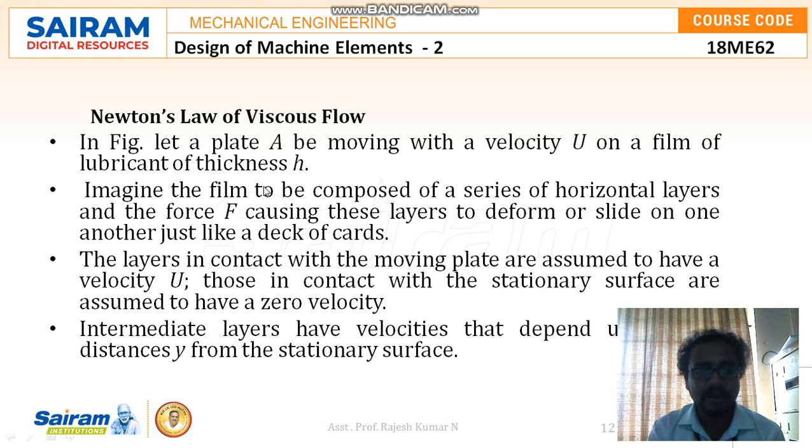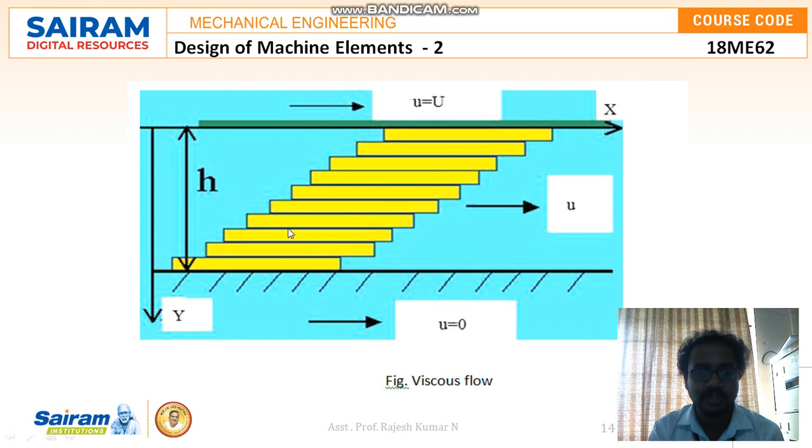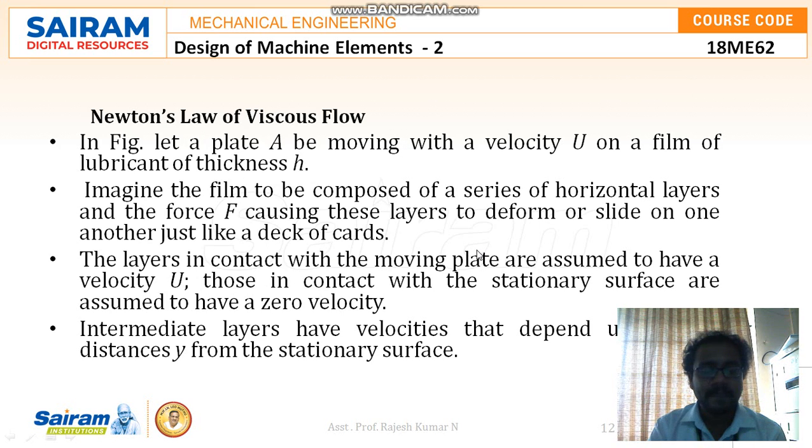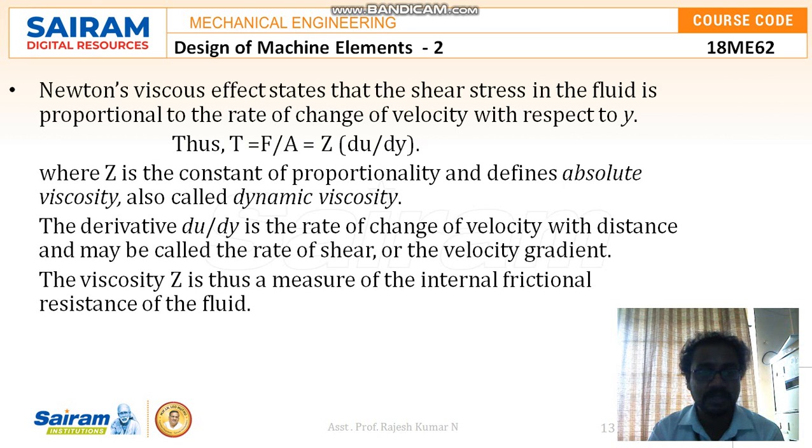Imagine the film to be composed of a series of horizontal layers, and the force F causes these layers to deform or slide on one another just like a deck of cards. You can see that. The layers in contact with the moving plate are assumed to have a velocity u, those in contact with the stationary surface are assumed to have zero velocity, and the intermediate layers have a velocity that depends upon their distance y from the stationary surface.